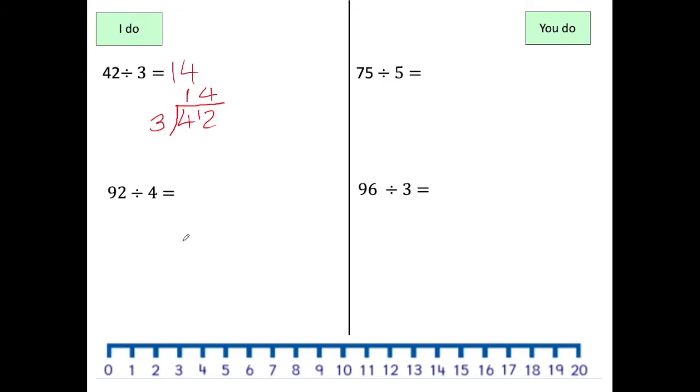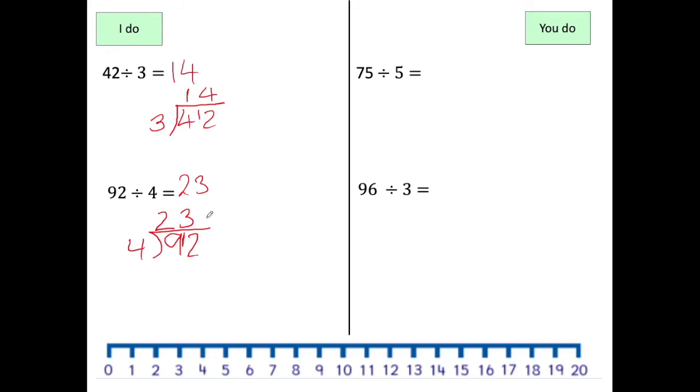To the next question, we've got a big number, 92. Divide that by 4. 4 going into 9 tens is 2, because we've got 4 twos are 8. We're left with 1, so we're going to carry that 1 ten across to the units column. So now 4 going into 12, we know 4, 8, 12, 3 times. So the answer is going to be 23.